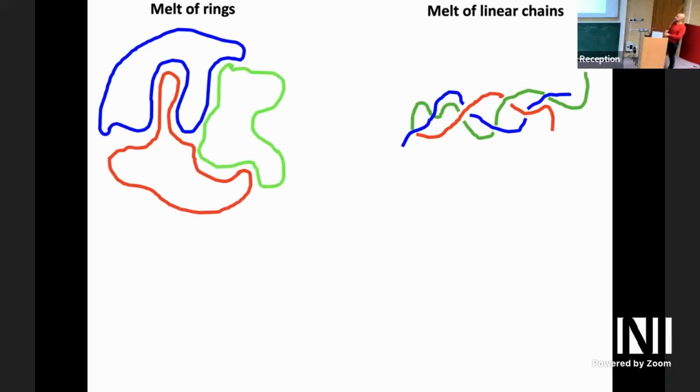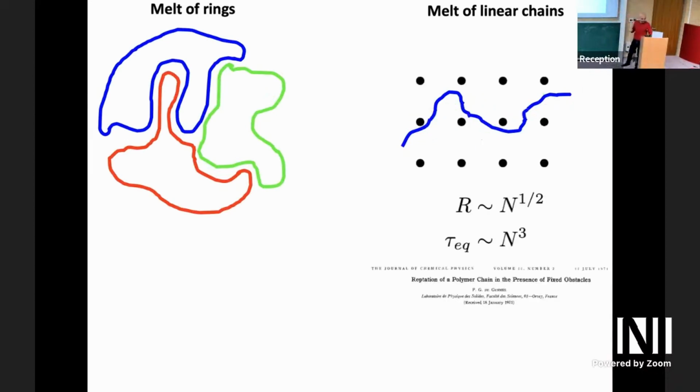The physics of unconcatenated and unknotted rings is very fascinating, because in many respects it still represents a mystery from the point of view of polymer physics. This system has already been studied for many years, but there are still issues with it, and the reason is the following. Let's take these two different systems: a melt of unknotted and unconcatenated rings versus a melt of linear chains. For a melt of linear chains, basically we know almost everything now.